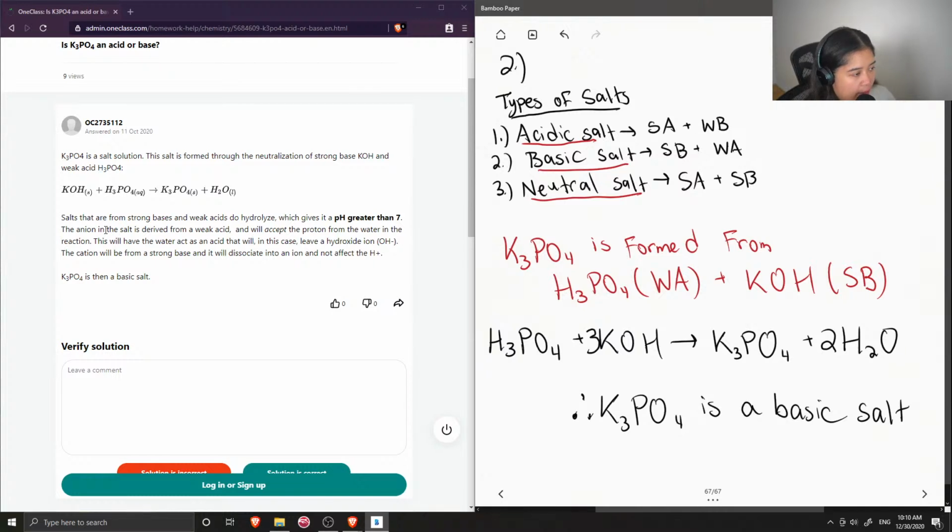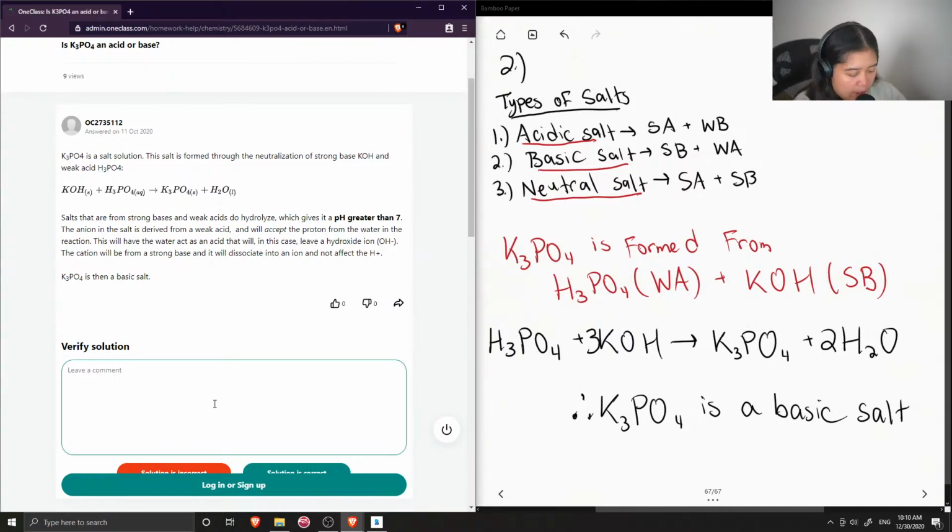The anion in the salt is derived from a weak acid and will accept a proton from the water in the reaction. This will have the water act as an acid that will, in this case, leave a hydroxide ion, OH-. The cation will be from a strong base, and it will dissociate into an ion and not affect the H+. So K3PO4 is then a basic salt. Okay, so this solution is correct.